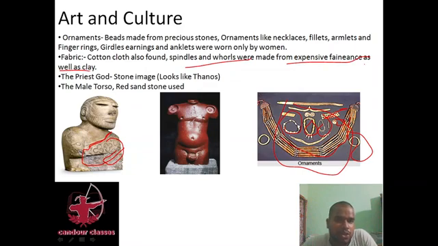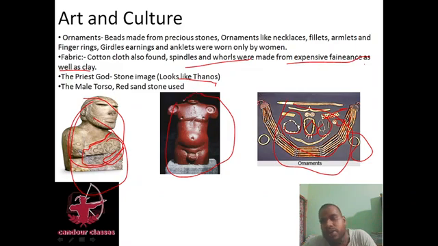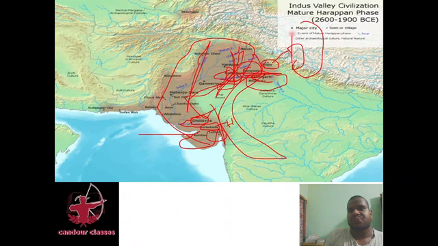Then the priest god stone image. This is the priest god. Looks like Thanos, eh? The priest god looks like Thanos. Then the male torso, red sandstone. It is the male torso and it is made of red sandstone. These are the remains we have got.